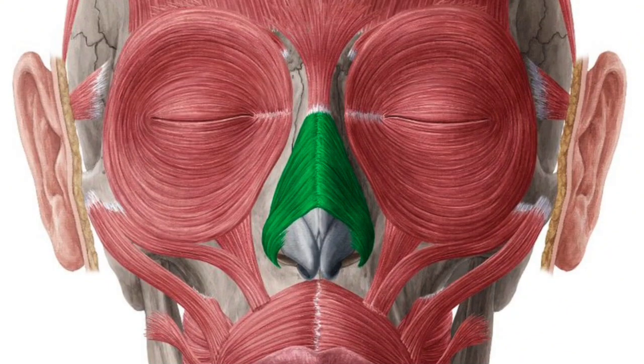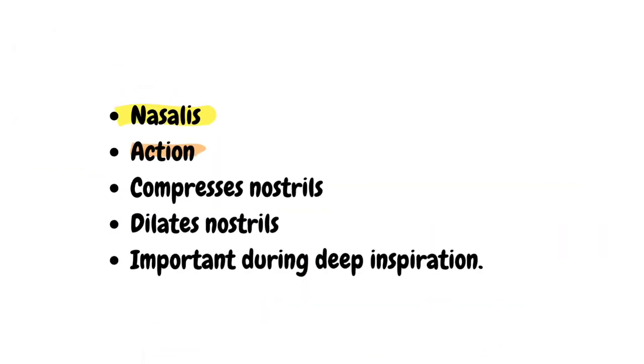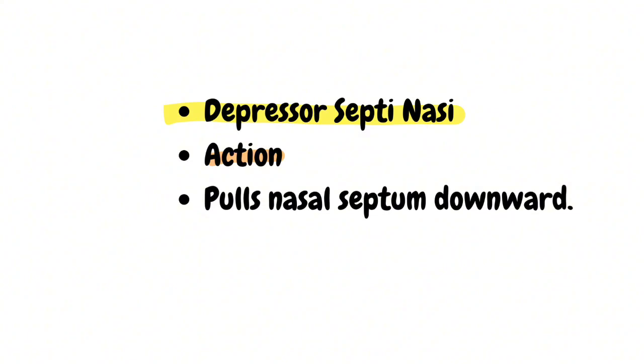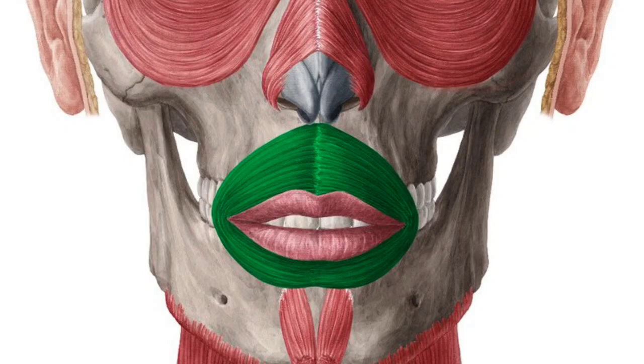And this obvious muscle is called the nasalis muscle. The obvious actions of this muscle include that it compresses the nostril, dilates the nostrils, and it is important during deep inspiration. The next is called the depressor septi nasi. Its action is to pull the nasal septum downward, as its name indicates, depressor septi nasi.